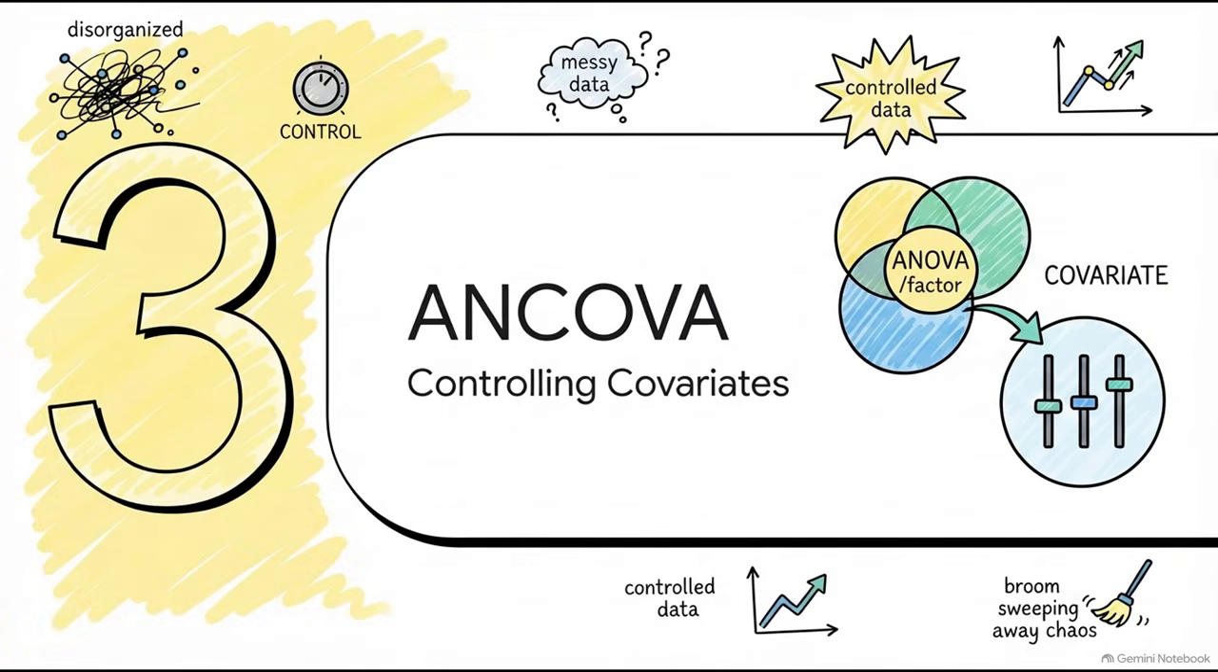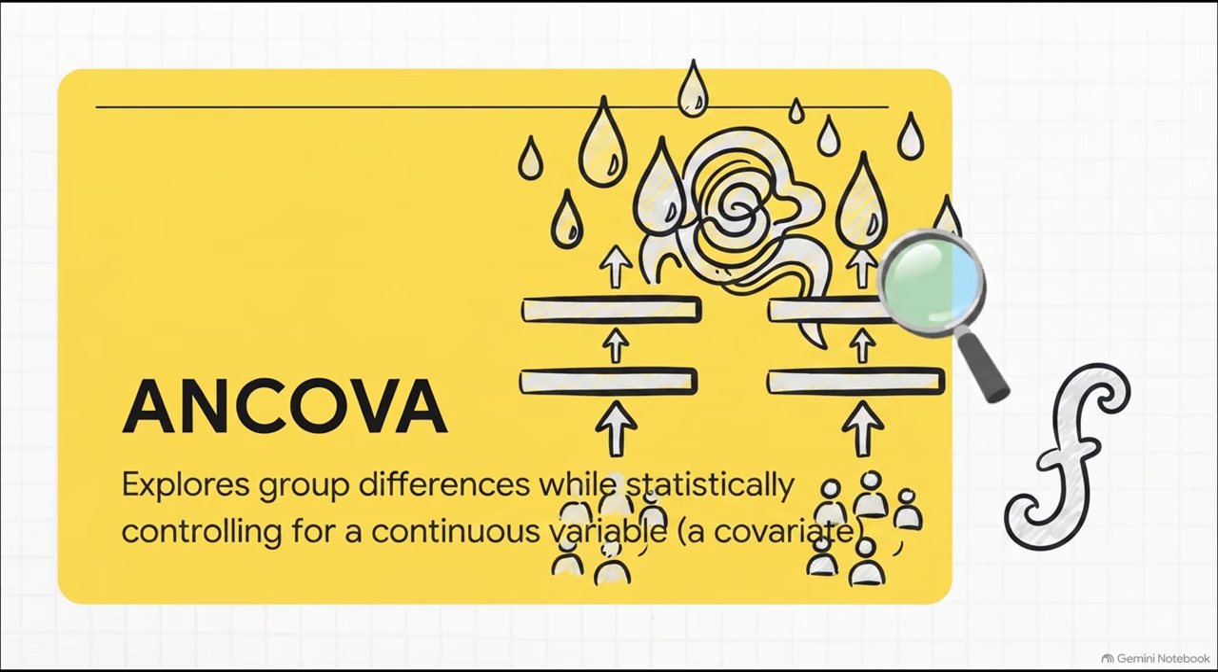All right, Section 3, ANCOVA. Controlling for covariates. Because let's be honest, real-life data is rarely as clean as a basic ANOVA requires. What happens when annoying outside variables start muddying the waters of your pristine study? That is when you deploy ANCOVA, or Analysis of Covariance. This explores differences between groups while statistically controlling for an additional continuous variable, which we call a covariate. So when you highly suspect some outside factor is influencing your dependent variable, ANCOVA lets you just mathematically filter it right out.